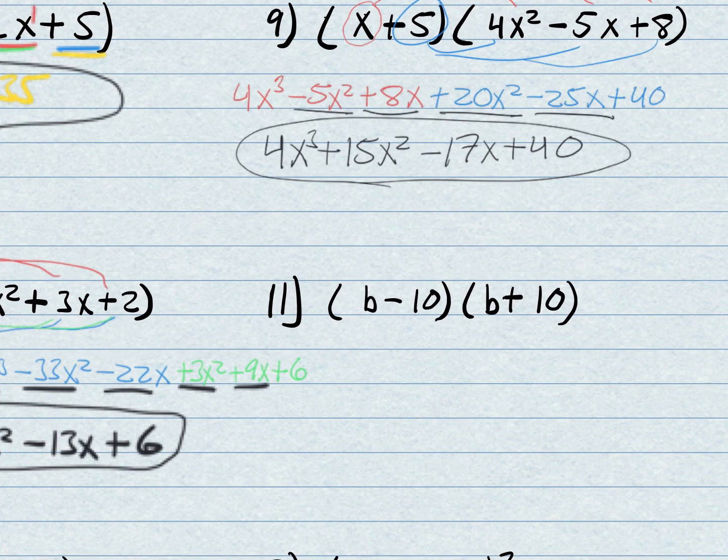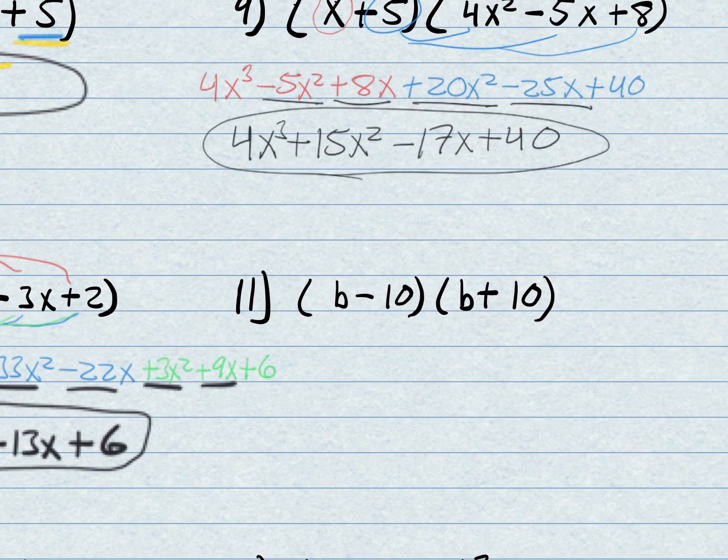So this is where we got into our special products section. Special products we use when we can recognize a certain pattern in the polynomials that we're multiplying. In this case, we do have one of those patterns. So I have the same term, b and b, another similar term, 10 and 10. One is minus, one is plus. When this happens, you have a special product.